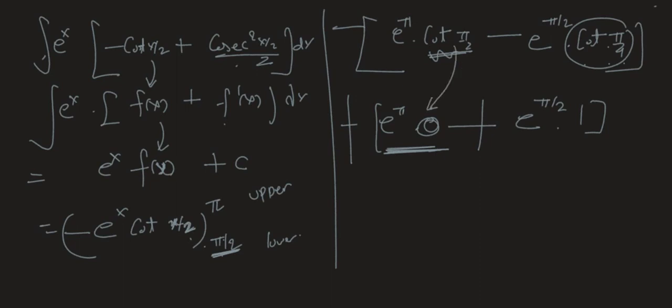तो ये तो हो गया 0. इसको छोड़ दो. ये बचा. Only this is left. तो e raised to power pi by 2. This should be my answer. Interesting था? ठीक है. Let's see just one more question.